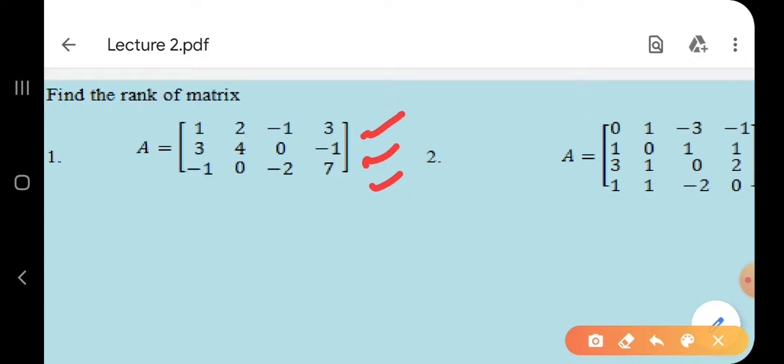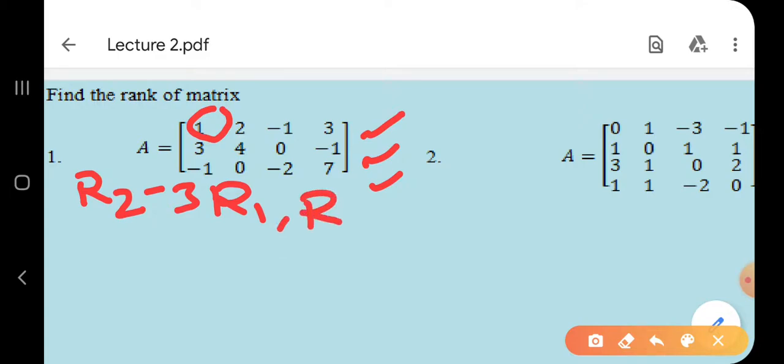Now what we want is this position always 1. It is already there, so no need to make it 1. Use that 1 to make 3 and minus 1 into 0. So what is my first operation here? My first operation is R2 minus 3 R1. And what is the next operation? I have to add, minus 1 is there, 1 minus 1 is 0, so R3 plus R1. These are the two operations we have to perform.